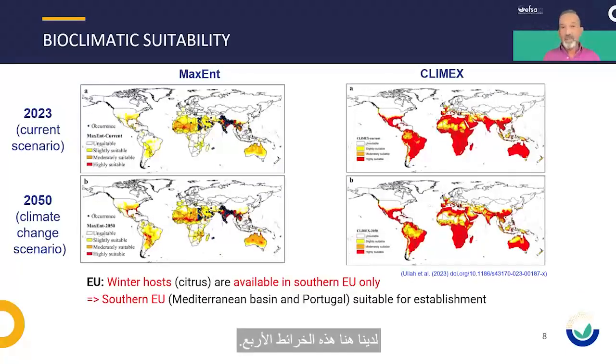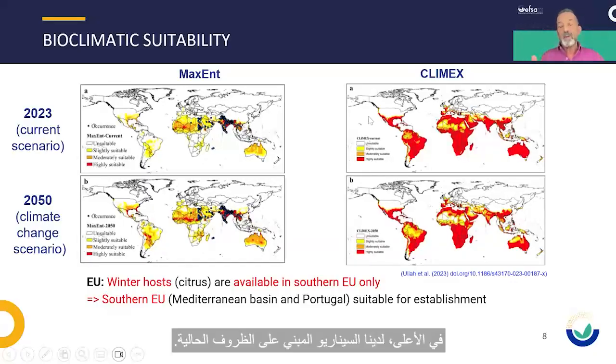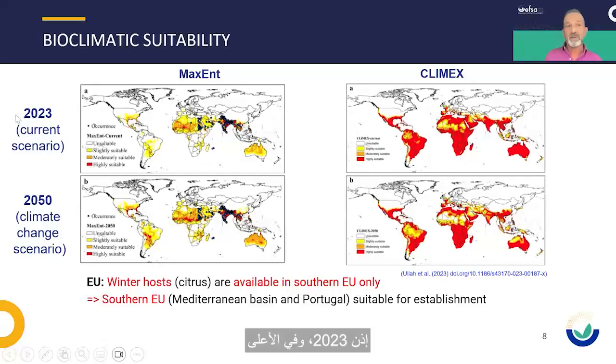Here we have these 4 maps. 2 of them have been produced according to Maxent, and the other 2 according to Climax. Those are models that forecast future distributions of pests, or potential distributions of the pest. On top, we have the scenario based on current conditions, so 2023, and on bottom, we have the projection for 20. So that's under a scenario of climate change.